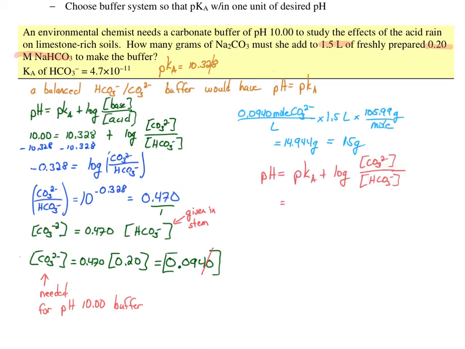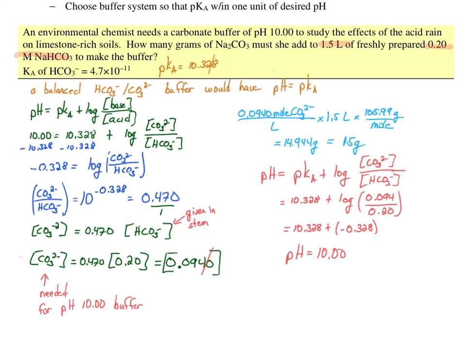Let's do a little sanity check. Use a Henderson-Hasselbalch. We know that the pKa is 10.328, and we said that if we had a ratio of 0.094 to 0.2, we would have the right pH. So this is 10.328. If we work this out on our calculator, this comes out to be a negative 0.328. So we do indeed get a targeted pH of 10.00.